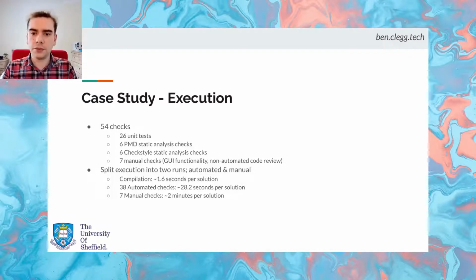hard to automate. During the execution of this assignment, we found that Gradia was able to evaluate the students fairly quickly, with compilation only taking around 1.6 seconds per solution, and the automated checks taking around 30 seconds per solution, and the manual checks taking around 2 minutes per solution.